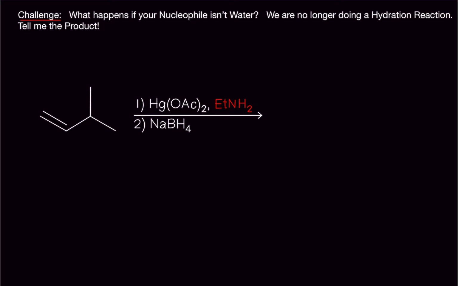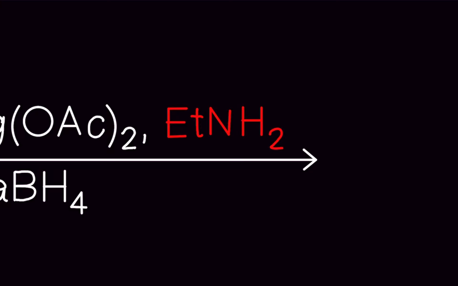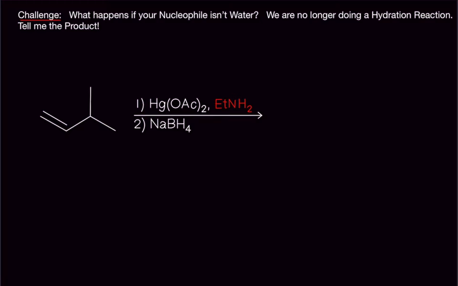All right, challenge. What happens if your nucleophile isn't water? We are no longer doing a hydration reaction. Tell me the product. Okay, we have this. What do we do? It is the exact same thing, except you put this instead of the OH, but you remove one hydrogen. That is the trick. So it's like just adding the OH group like normal, but you remove one hydrogen. That's the trick. So let's just think about it logically.